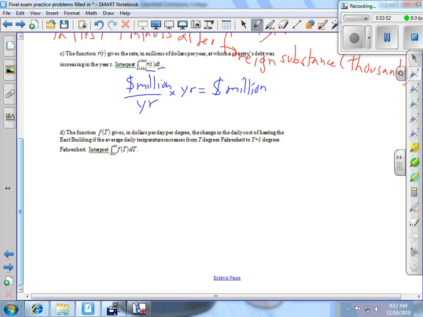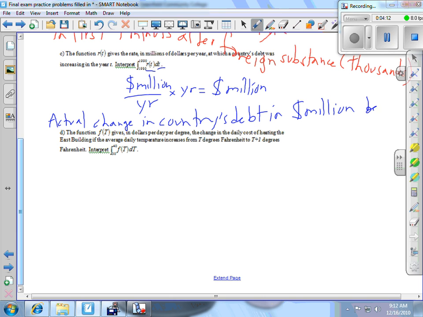So this integral represents the change in this country's debt, actual change in this country's debt, in millions of dollars between 1980 and 1990.